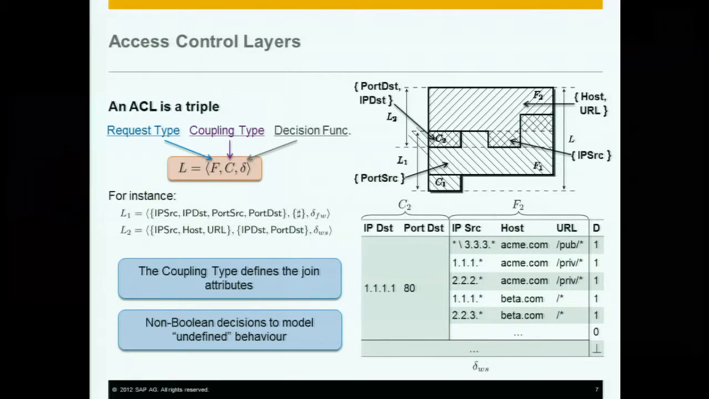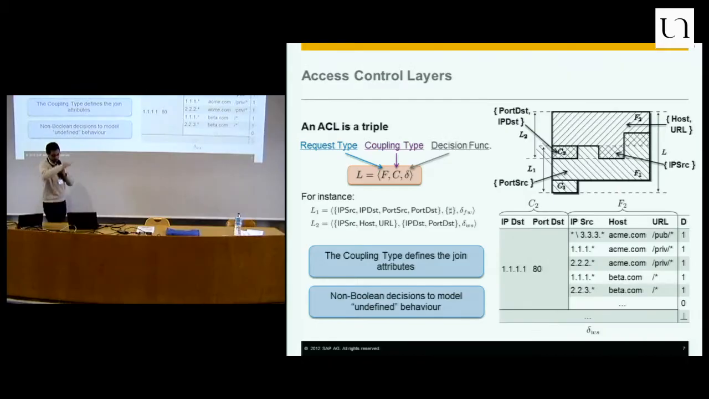So what is the access control layer, with this kind of thing I showed in the very beginning? We think about an access control layer as a collection of multiple policy decision points, each of them having its own policy or decision function. And the way we formalize this is a triple, where we have a request type. All the policy decision points in the same layer share the same request type. That's the idea. So all the web servers are in the same kind of web server access control layer, as well as for firewalls and so on and so forth.